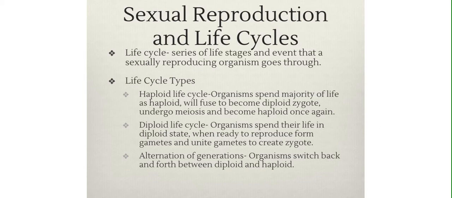All right, and the last thing I want to talk about is sexual reproduction and life cycles. There are different life cycles that different organisms undergo. I should go on with what a life cycle is. It's a series of life stages and events that a sexually reproducing organism goes through. There are 3 different types: haploid, diploid, and alternation of generations. So a haploid life cycle is when an organism spends most of its time in a haploid state. These are generally single-celled organisms.